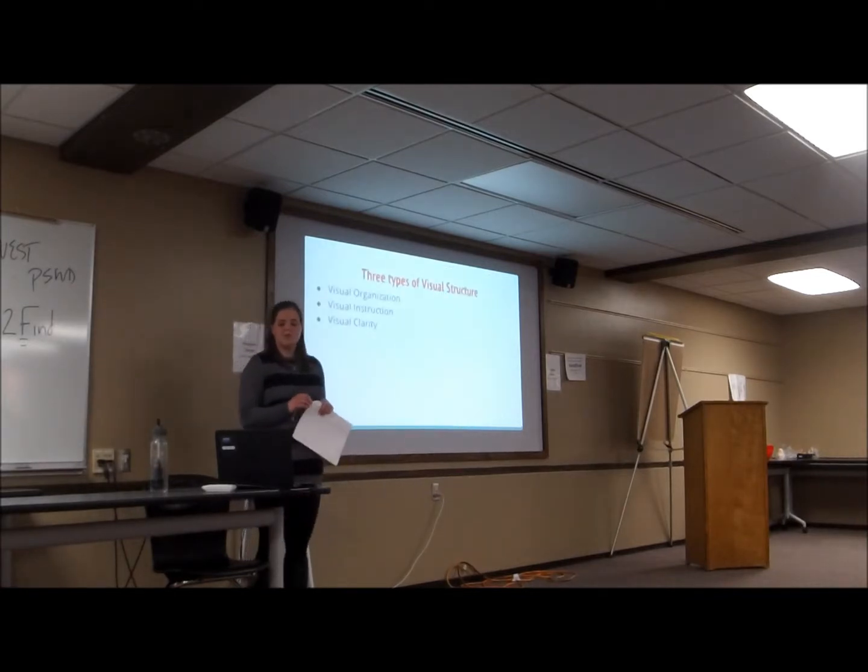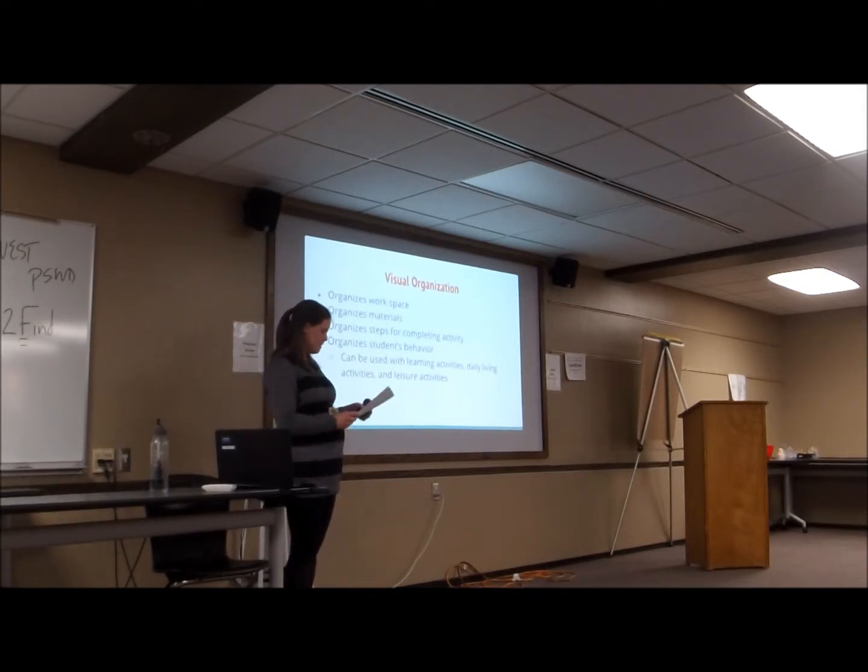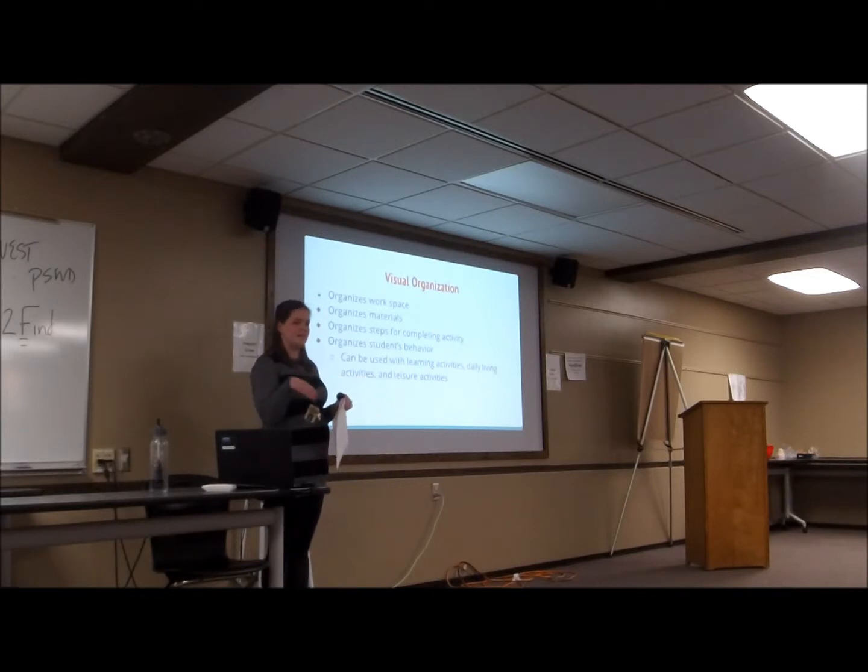All right, so there are going to be 3 types of visual structure. There's going to be visual organization, visual instruction, and then visual clarity. So visual organization organizes the workspace. So again, kind of like that picture of the drawer that we saw, that's how that drawer was organized, really helped for someone to know where things go.